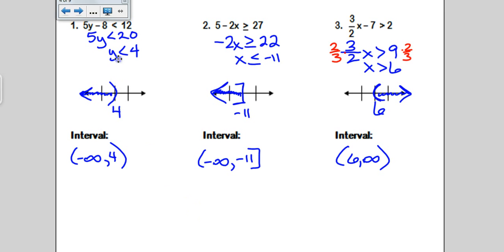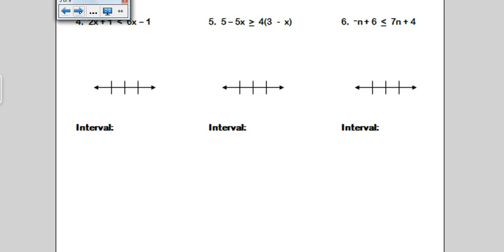Okay, moving along. Oh, can't see my problem. It says 2x plus 1 is less than 6x minus 1. Now, I know normally you guys would subtract the 2x from both sides, but when you're dealing with inequalities, you really want to keep the x's on the left-hand side. So I'm going to go ahead and subtract the 6x over, and that's going to give me a negative 4x. And I'm going to go ahead and subtract the 1, so less than negative 2.